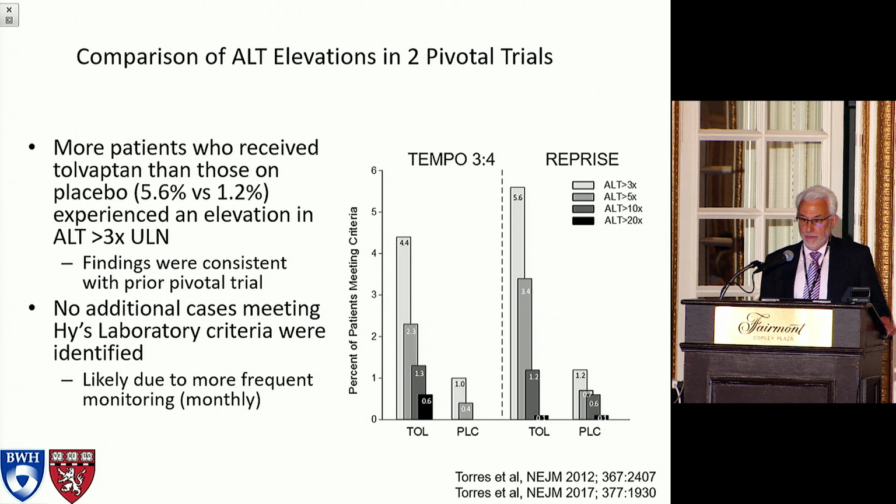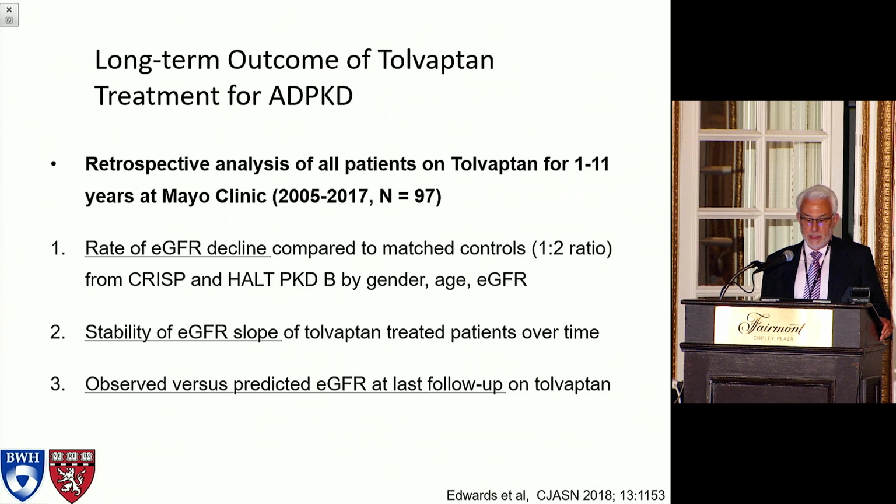And this is the basis of the risk evaluation and mitigation strategy that's been employed by the FDA. So Vince Torres in Mayo Clinic was involved with tolvaptan from the very beginning and had almost 100 patients that had long-term use of tolvaptan. And he was able to look at the rate of eGFR decline compared to matched controls. And these controls were matched from the CRISP and the HALT subjects from the NIDDK database. And they looked at the stability of eGFR slope of tolvaptan-treated patients over time and the observed versus the predicted GFR at last follow-up.